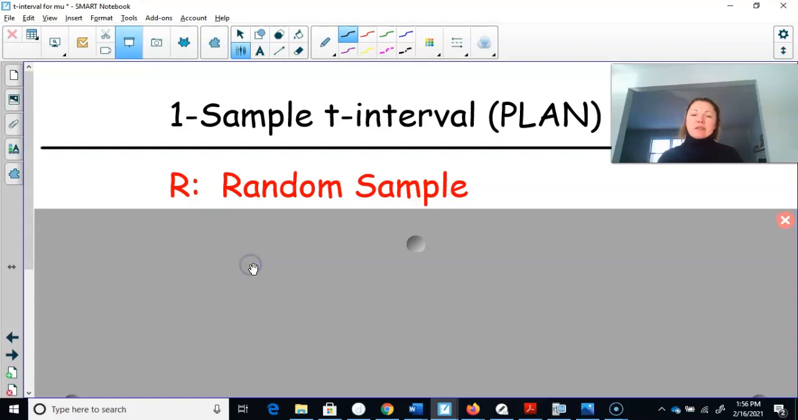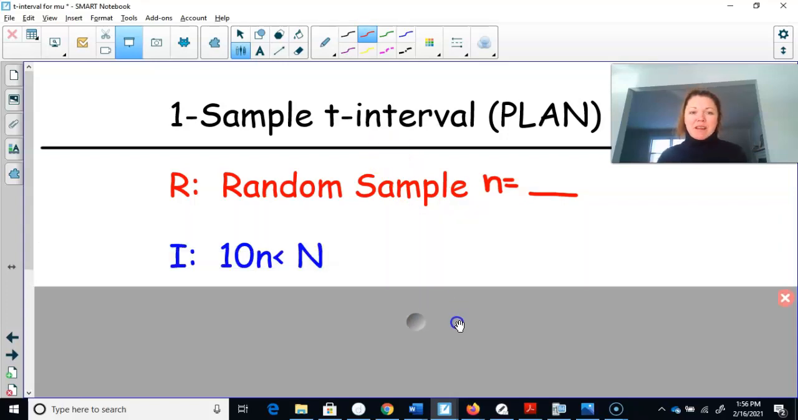We're still going to have a random sample. So we need a random sample of n equals whatever, and I do like you guys to put what that n is equal to. You can make an assumption on that. That is okay to proceed. If it doesn't state random, you can say we assume that it's a random sample. So we're drawing conclusions based off an assumption.